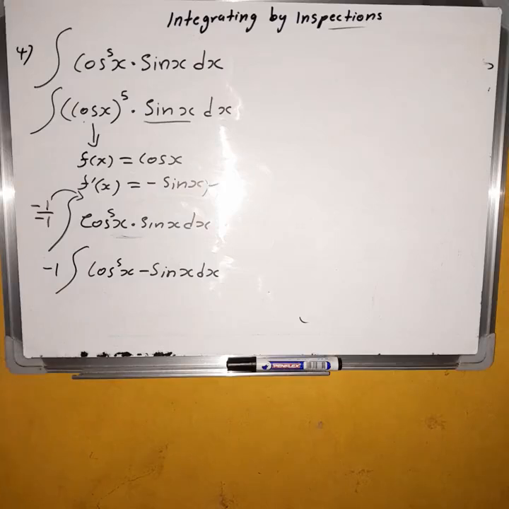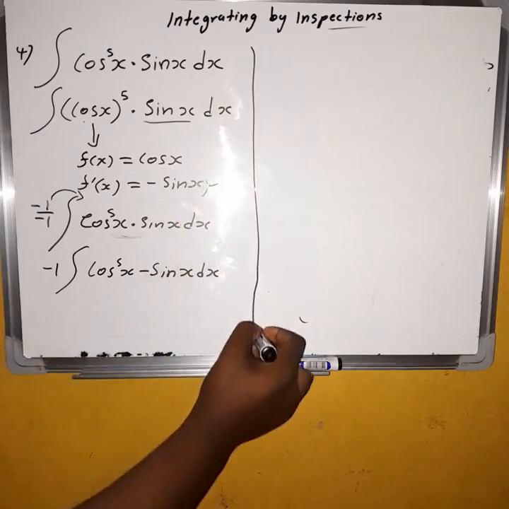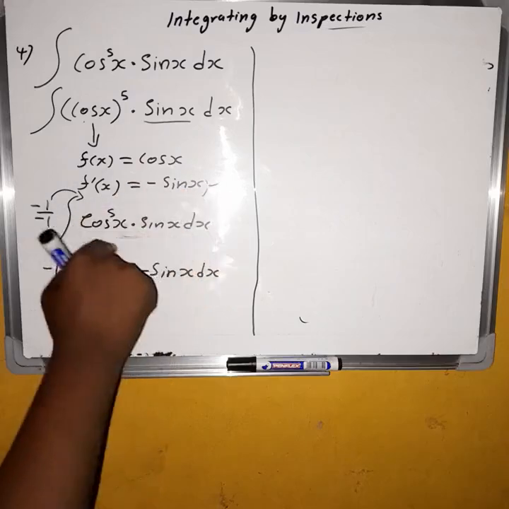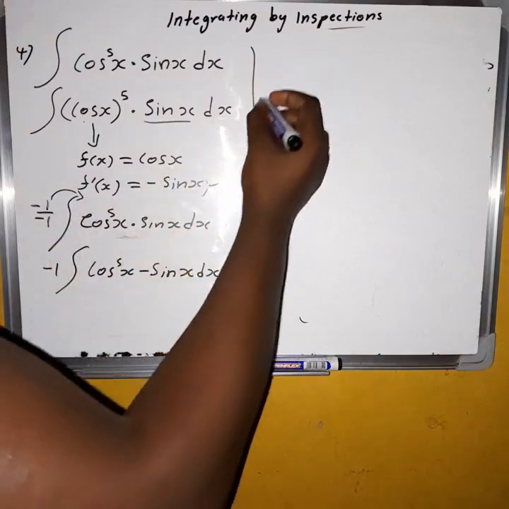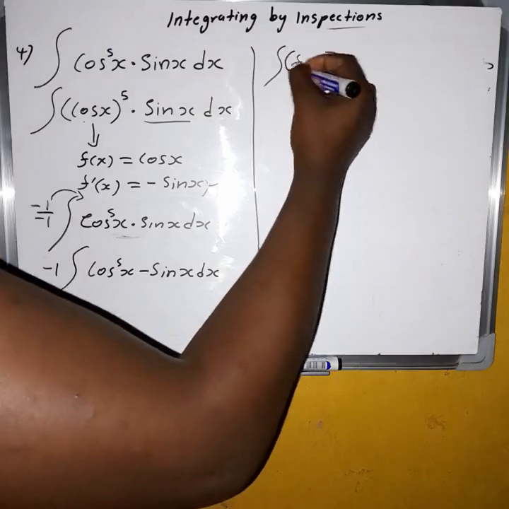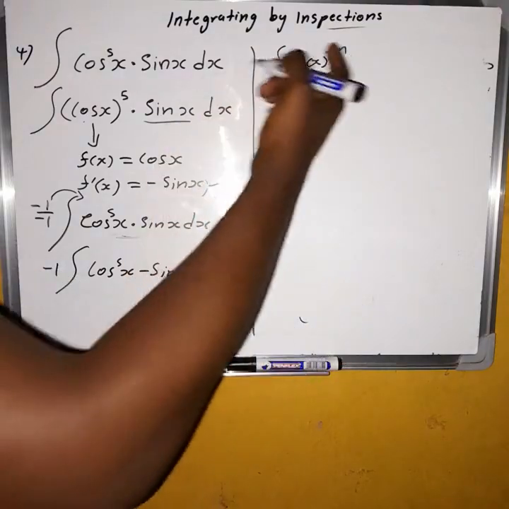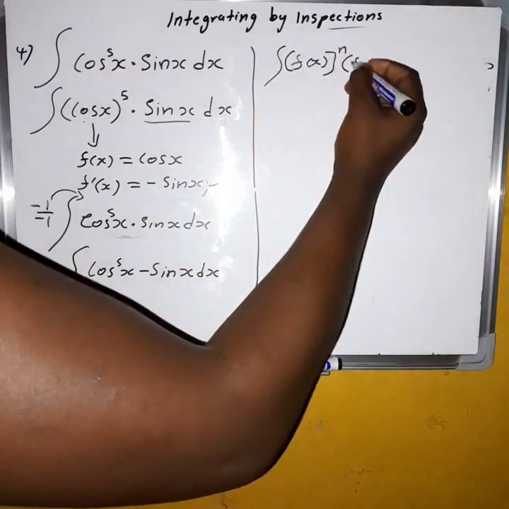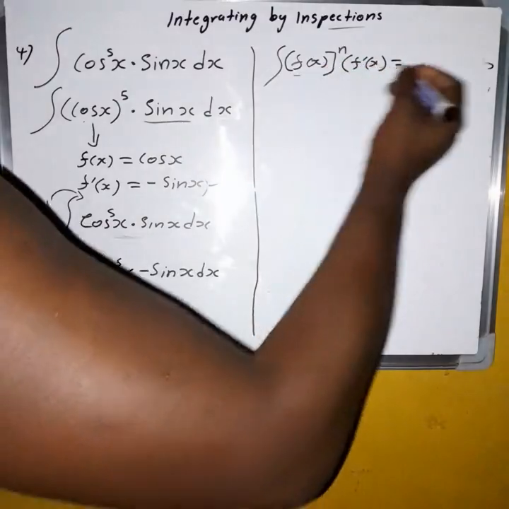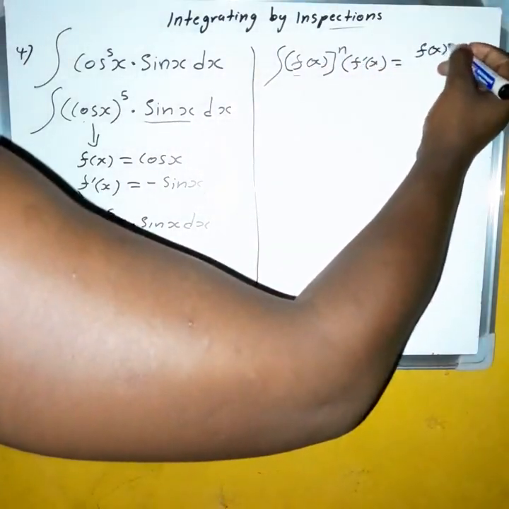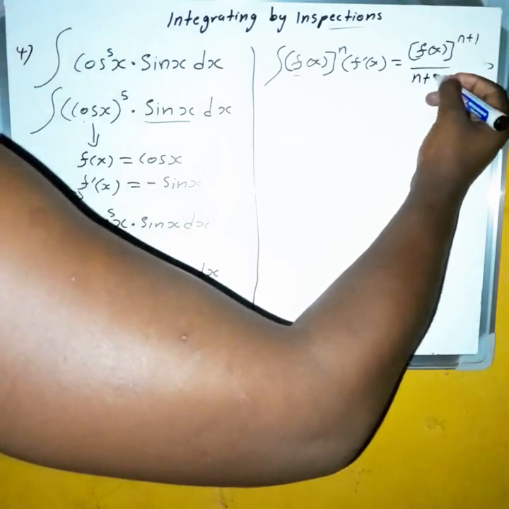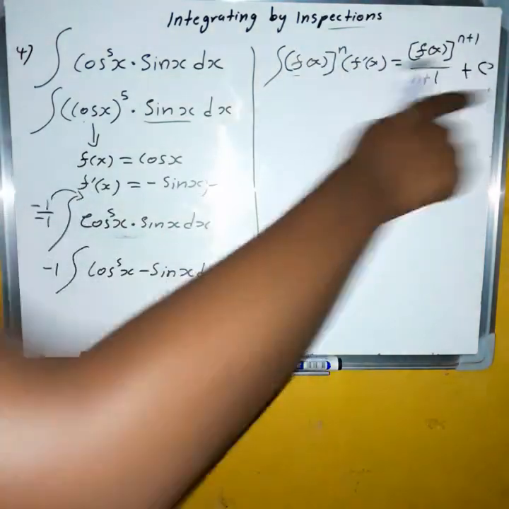So we apply the inspection formula. The inspection formula, we know: the integral of f of x raised to the power n, multiplied by f prime of x, must be equal to f of x raised to the power n plus 1, divided by n plus 1, plus c. We use this formula.